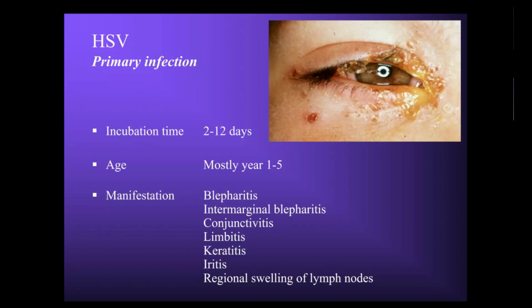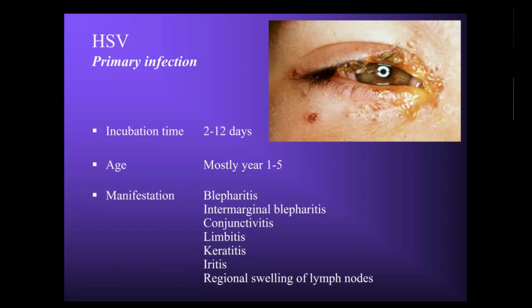Herpes simplex virus disease normally starts with primary infection of the lids, blepharitis, or of the eye, less often intermarginal blepharitis, conjunctivitis, limbitis, keratitis, iritis, and swelling of the lymph nodes. Acute conjunctivitis of herpes simplex virus disease looks quite similar to adenoviral conjunctivitis. From a clinical point of view, one often cannot make the differential diagnosis.